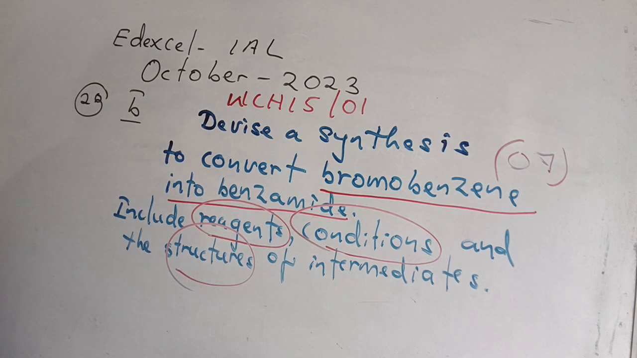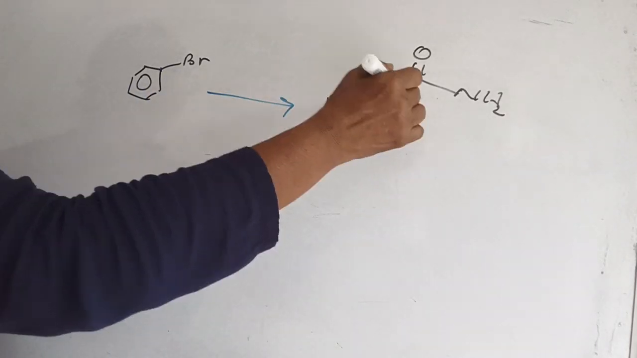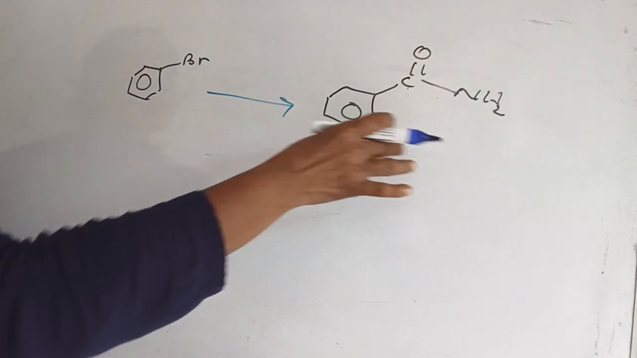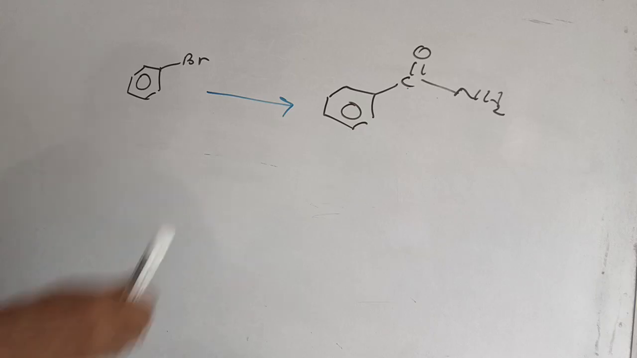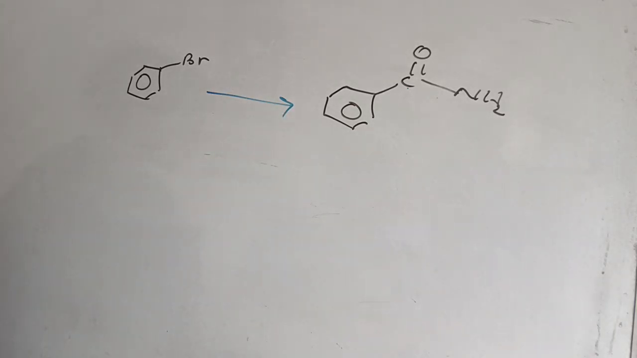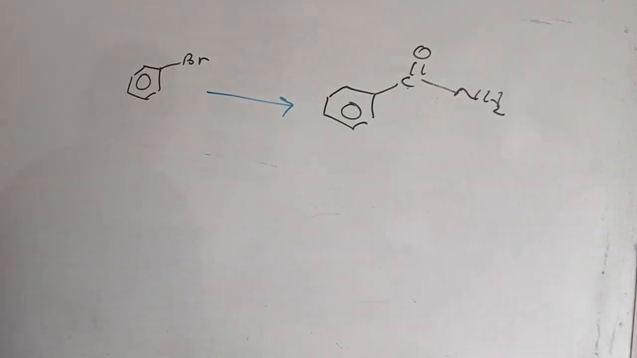Now we'll see how we can plan the synthesis route and achieve the final product asked for in the question. By looking at the reactant and the product, you can see the amide should be made from a carboxylic acid. So you should first convert bromobenzene into benzenecarboxylic acid, and only then react it with ammonia to get an amide. We'll see step by step how we can achieve this synthesis.